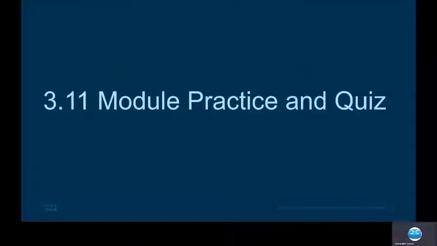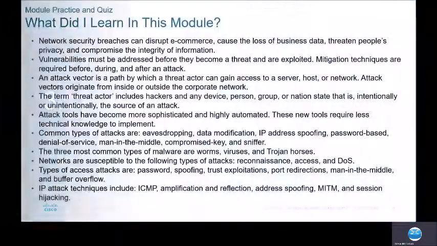Okay, so that's the end of the chapter, just a summary. The network security breaches can disrupt e-commerce, cause the loss of business data, threaten people's privacy, and compromise the integrity of information. Vulnerabilities must be addressed before they become a threat and are exploited. Mitigation techniques are required before, during, and after an attack. An attack vector is a path by which a threat actor can gain access to a server, host, or network. Attack vectors originate from inside or outside the corporate network.